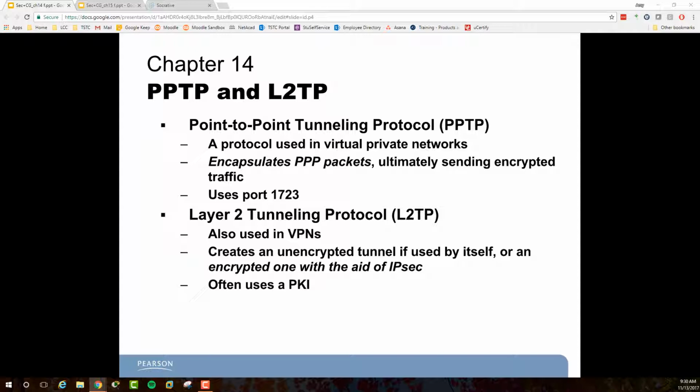Layer 2 tunneling protocol, as you could guess, is a data link layer protocol. It resides on layer 2, also used in VPNs. So it creates an unencrypted tunnel if you use it by itself, but if you use IPsec, another protocol, then it creates the encryption. So this is just for tunneling. This one is not for encapsulating those packets in a way that makes them encrypted. You have to pair it with IPsec to be able to do that. And it often uses that public key infrastructure as well.